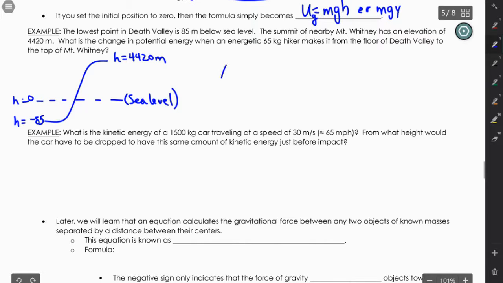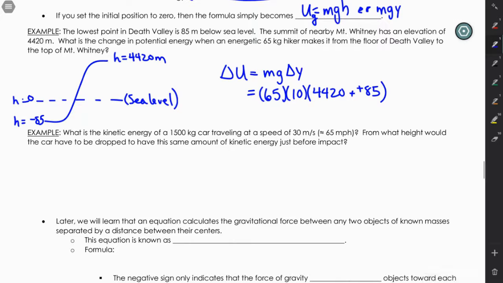If I want to calculate the change in potential energy, I'm just going to do mg delta y. So it's going to be 65 times 10 times the final, which is Mount Whitney, minus the initial, which is Death Valley. That ends up being 2.93 times 10 to the 6th joules. So it's how much they gain.